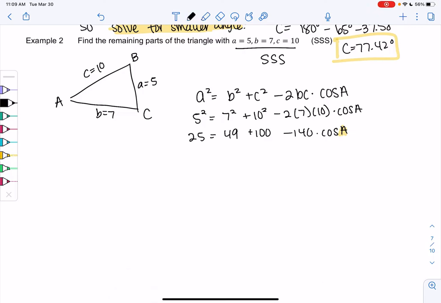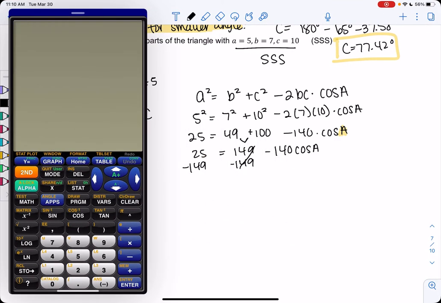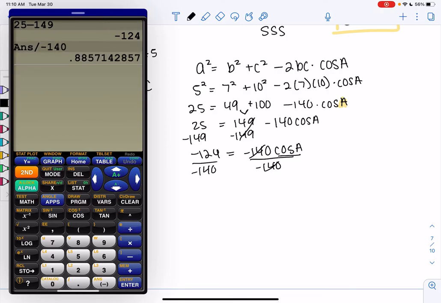So we get 25 is 149 minus 140 cosine of a. So we'll minus 149 because we're trying to isolate cosine of a. So negative 124 is negative 140 cosine of a. So again, we're isolating cosine of a, so divide by negative 140. And we get a long decimal, .8857 equals cosine of a.